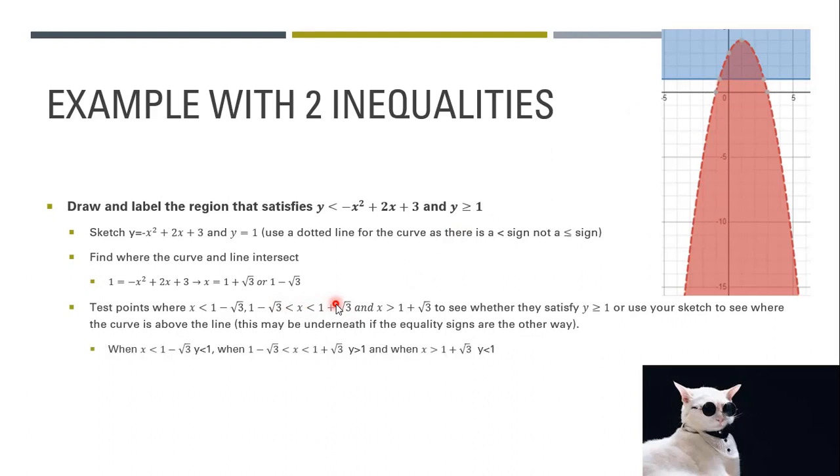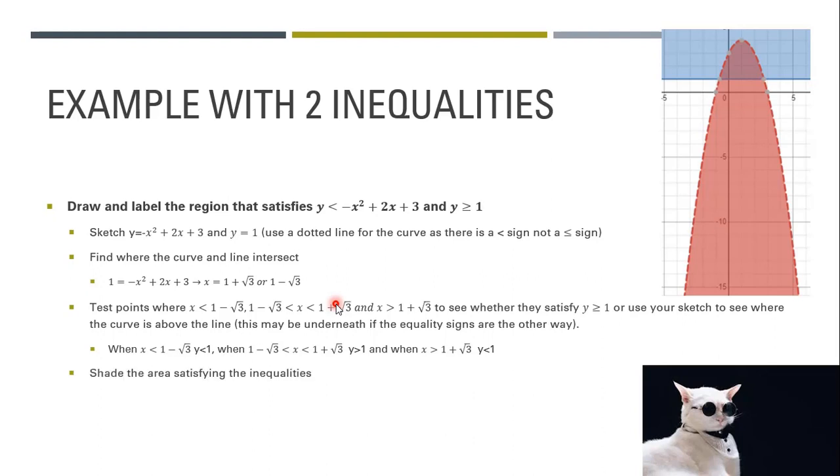So yeah, for this case, when x is less than 1 minus root 3, y is less than 1. So that's not where we want. When 1 minus root 3 is less than x, which is less than 1 plus root 3, y is more than 1. So that is what we want. And when x is more than 1 plus root 3, y is less than 1. So again, not what we want. So like I've just said, it's the middle value.